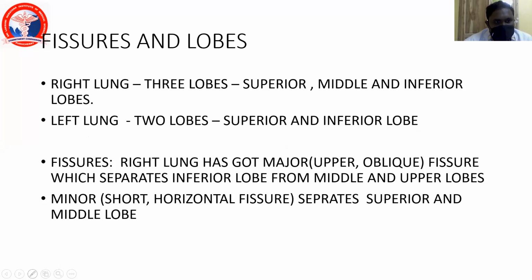Fissures and lobes. Right lung has three lobes: superior, middle, and inferior lobes. Left lung has two lobes: superior and inferior lobes. Fissures. Right lung has a major oblique fissure which separates the inferior lobe from the middle and upper lobes. The minor, short horizontal fissure separates the superior and middle lobes.